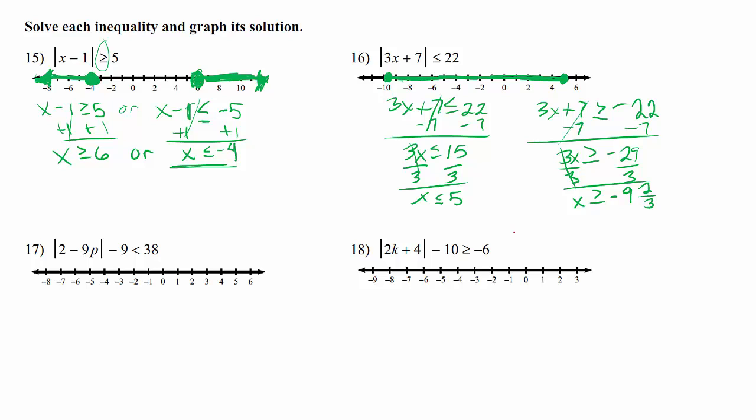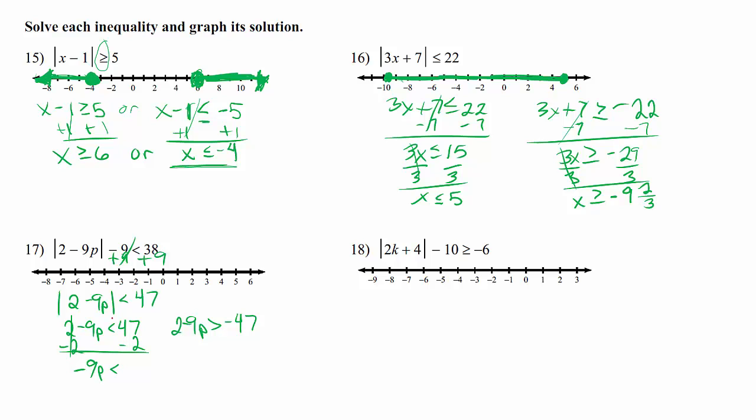17 and 18, both of these we need to solve for absolute value first. So on 17, I'm going to add 9 to both sides and have 2 minus 9p is less than 47. Then I'm going to write 2 minus 9p is less than 47, and 2 minus 9p is greater than negative 47. Remember, we wait to flip the signs till after we've solved for the absolute value. This is where lots of people mess up.